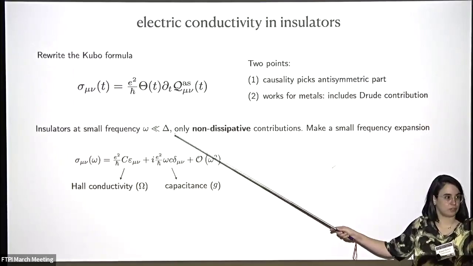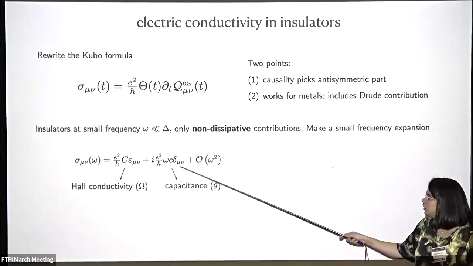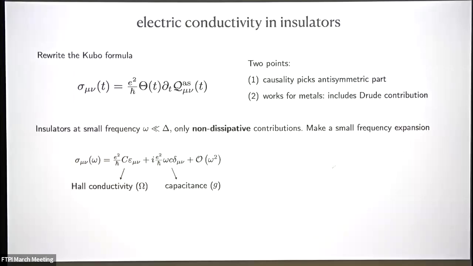Remember that this kind of swap. So you pick up the metric part. So this contribution to conductivity is like a capacitance. So this will be associated with the electric susceptibility of your system. Yeah. Zero temperature. Yeah.